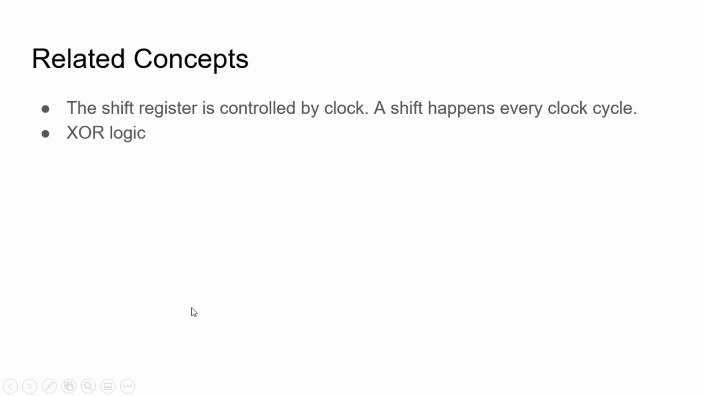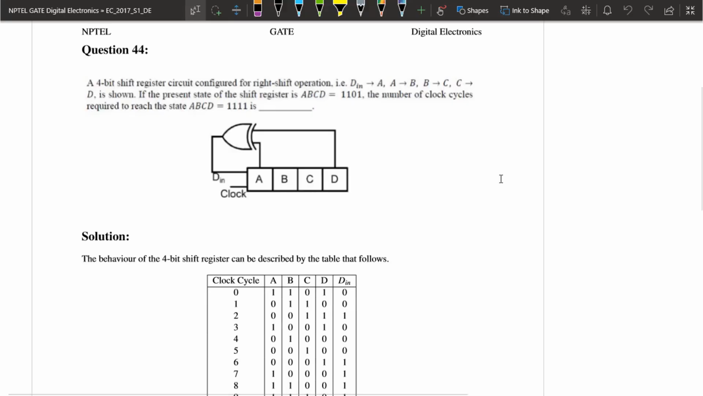So briefly, the concepts that are essential to answer this question is that you should know that a shift register is controlled by clock, and every time a shift happens, it happens every clock cycle. So in this case, right shift happens every clock cycle. And it's also important to know the basic logic behavior, especially in this question, the XOR logic is used. Let us now look into the solution part. So let us look clock cycle by clock cycle what happens.